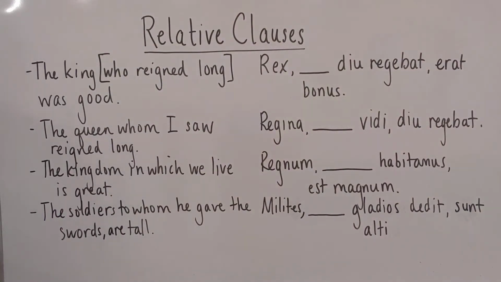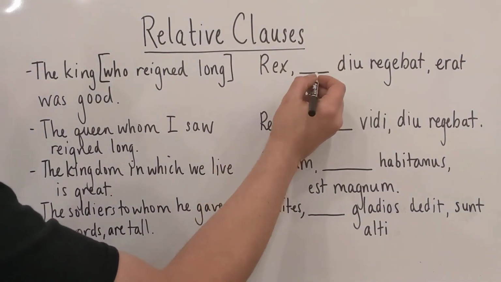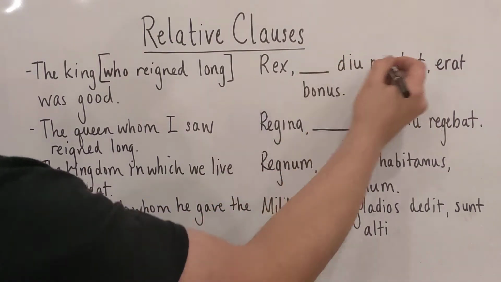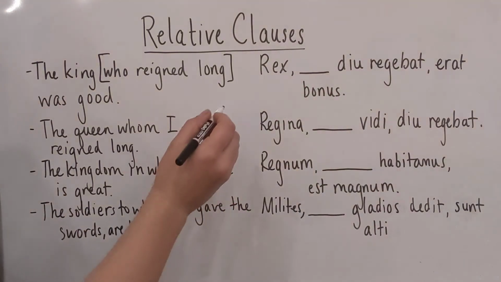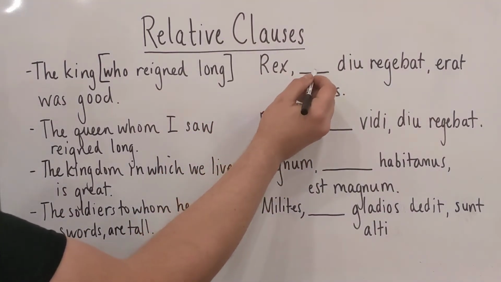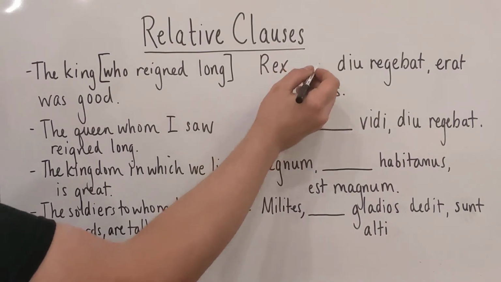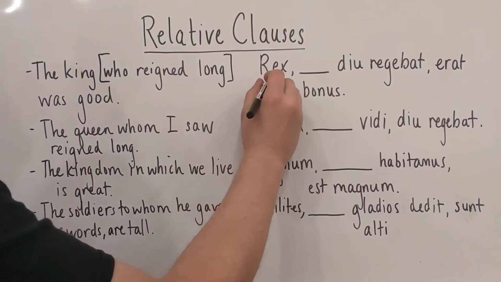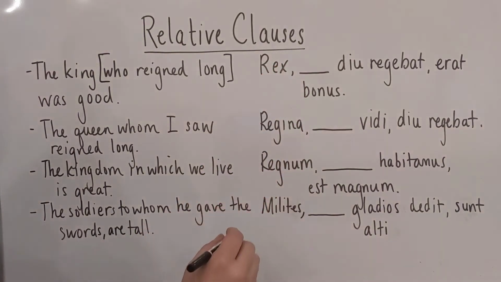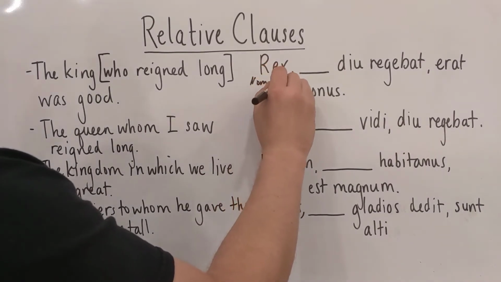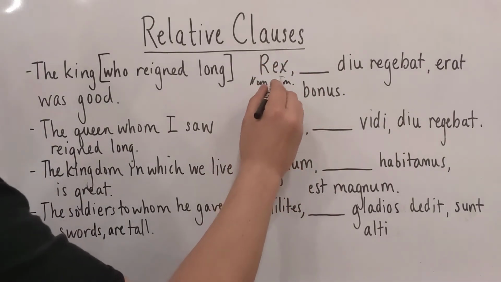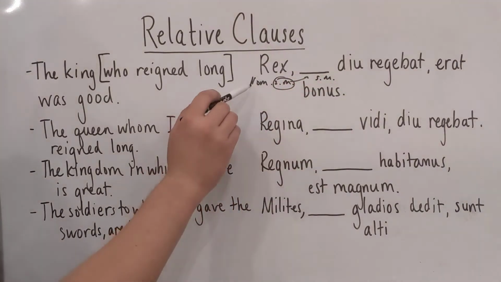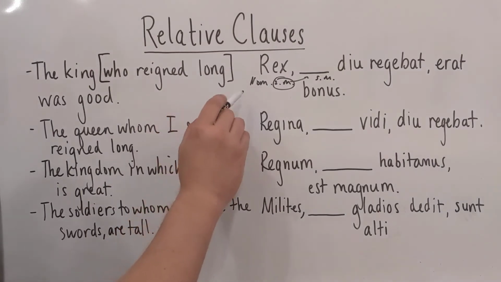So if we turn this into Latin, we have rex, and then I've left a blank for the relative pronoun. Diu regebat, and this is the relative clause in Latin. So the way to go about doing this is first identify the antecedent of the relative pronoun, being rex. And rex is nominative, and is singular, and is masculine. Therefore, the relative pronoun must be singular and must be masculine. It does not have to be nominative. It can be nominative, but it doesn't have to.